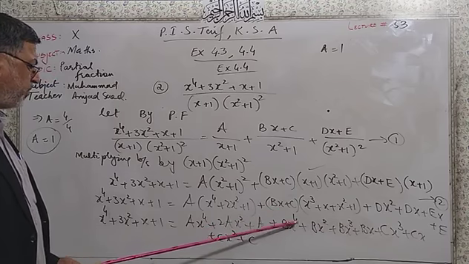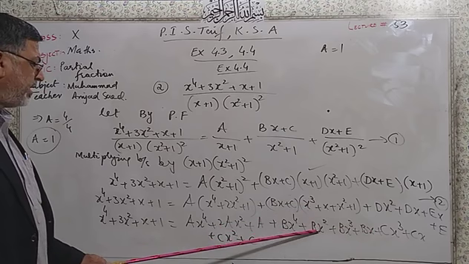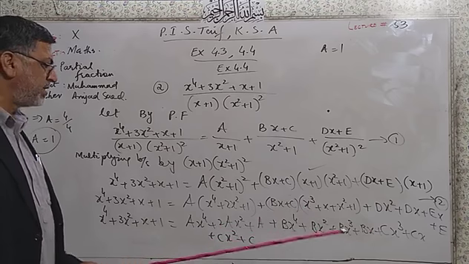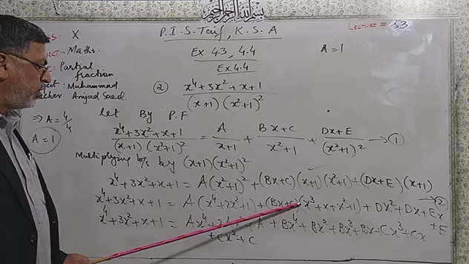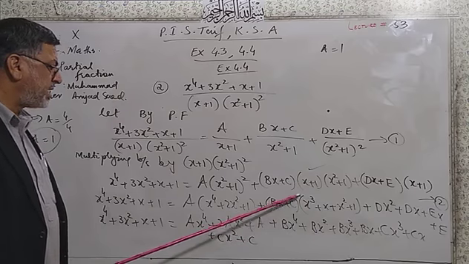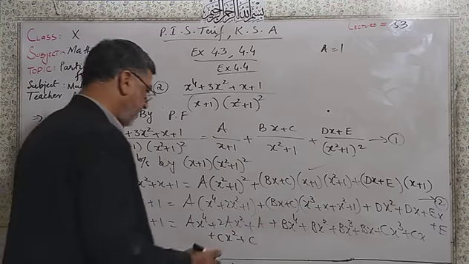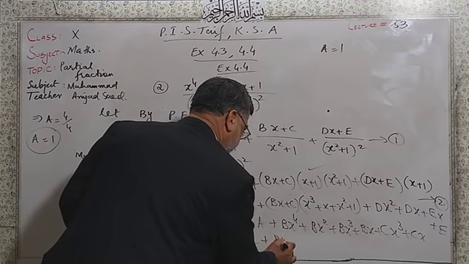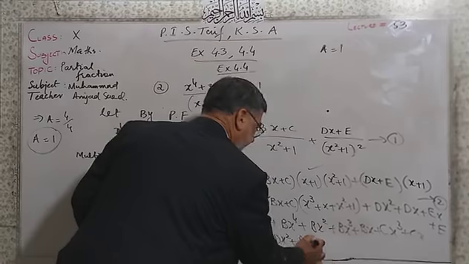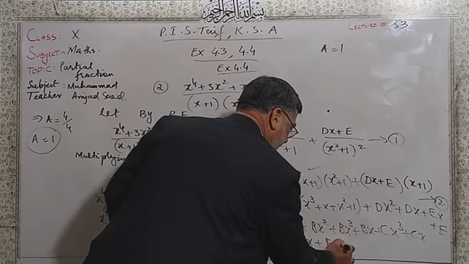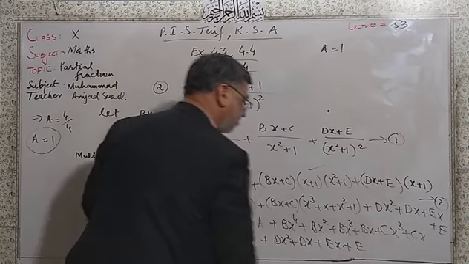This one, bx⁴ plus bx square plus bx cube plus bx. Then c into x cube, cx cube plus cx square plus c. And plus dx square plus dx plus ex and plus e.